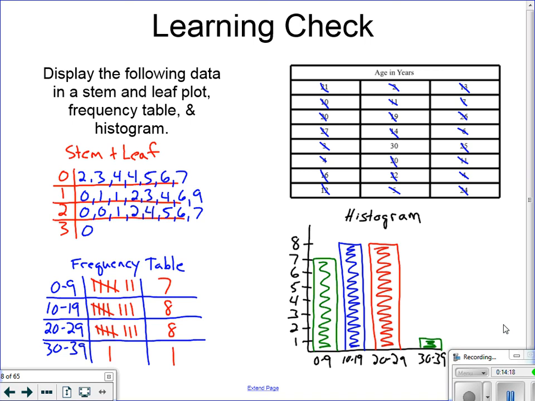Once you've completed everything here and answered the questions, let me know so I can check and give you your homework assignment, and then you can go ahead and complete that.